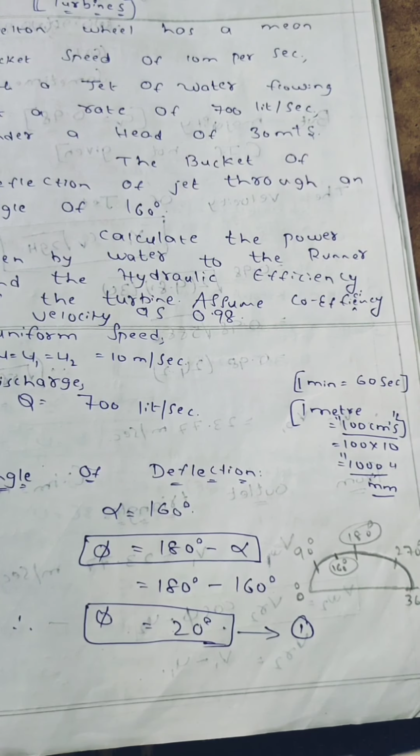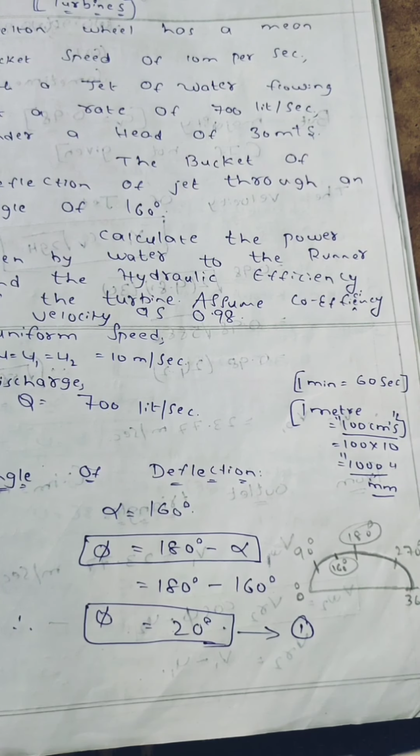Coefficient of velocity Cv equals 0.98, sometimes 0.97 and sometimes 1.0. If it is given, use the given value. Take 0.98 as the Cv value if the coefficient of velocity was not given.